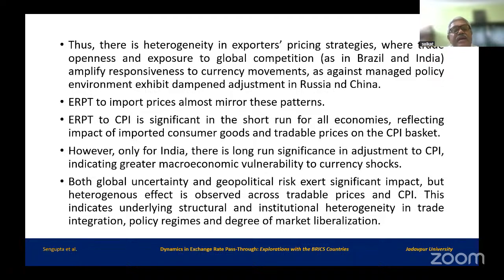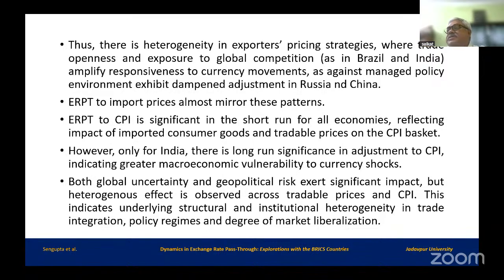ERPT to CPI is significant in the short run for all the economies, reflecting the impact of imported consumer goods and tradable prices on the CPI basket. However, only for India, there is long-run significance in adjustment to CPI, indicating greater macroeconomic vulnerability to currency shocks even over the long run, over a longer period of time.